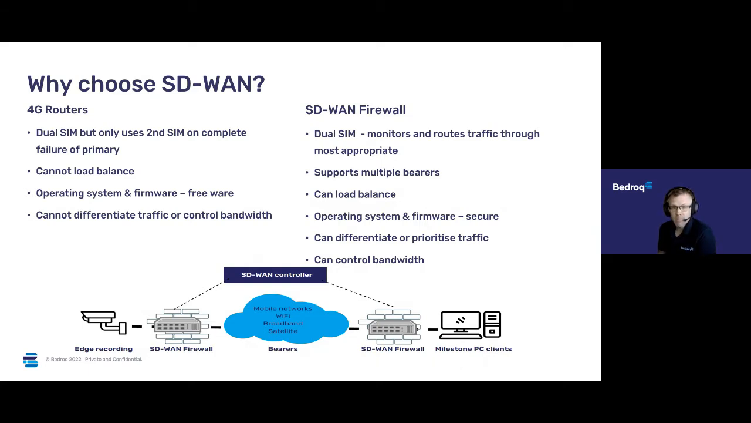They can do load balancing if required. So if you've got lots of cameras, you can send maybe 1 or 2 down one connection and maybe send another couple down another at the same time. The operating systems and firmware are built fundamentally to be secure, and some of these can have certain compliances with people like NIST and all that type of thing. They can differentiate and prioritize traffic, and we can do bandwidth control as well. And when you've got different types of internet connections or WANs, then that's really important.